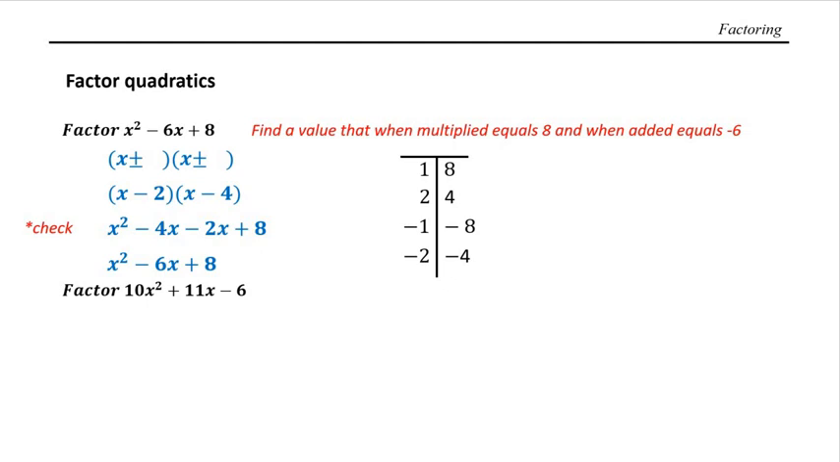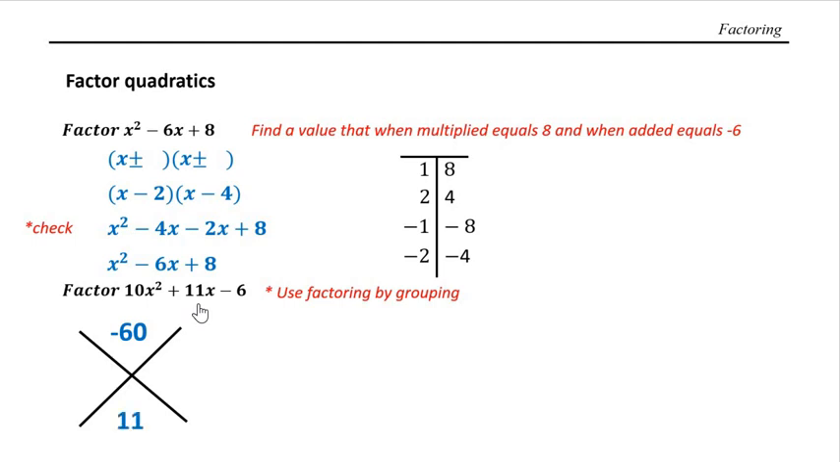we are actually going to want to use factoring by grouping. And how we're going to do that is we need to set up this equation so that it can be factored by grouping. Sometimes it is useful to use an X like this to see the numbers you're going to deal with. So how we're going to do this is we're going to multiply our leading coefficient, which is 10, by our -6 value. And when we do that, we're going to get a -60. And then we're going to take our 11 value here, and we'll put that at the bottom of our X.